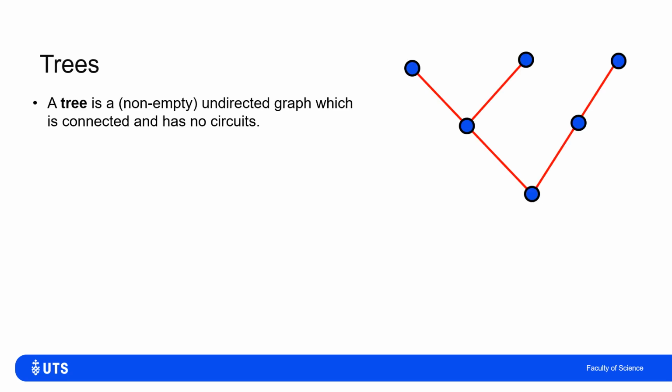Building on our definition of a graph as a set of nodes and a set of edges, which connect either two of those nodes or a node to itself, we say that the graph is a tree if it's a non-empty, undirected graph which is connected and has no circuits. Connected means that for any node, there exists a path to any other node, and no circuits means that there are no two different ways to get between any two nodes.